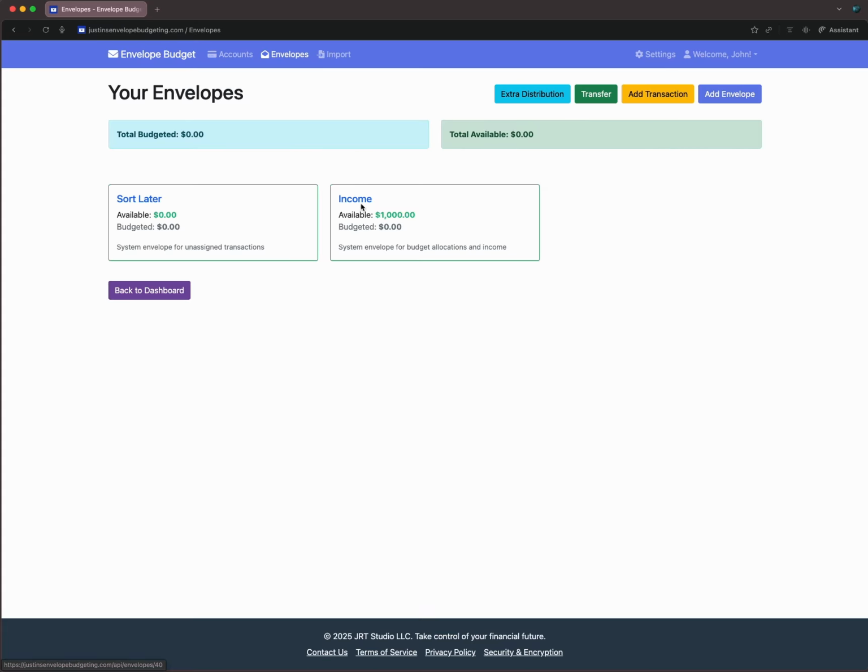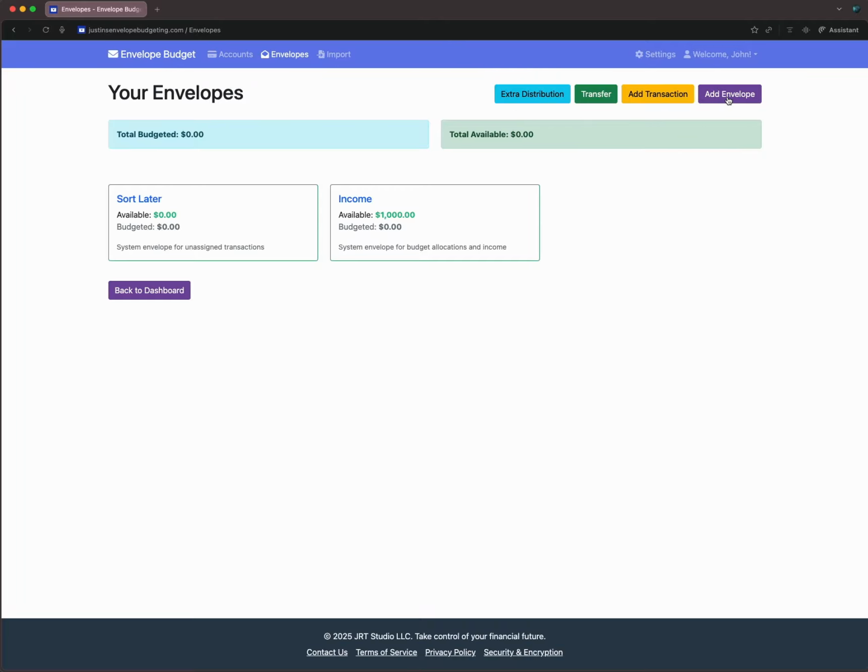envelopes. There's sort later and there's income. Sort later is just an envelope to throw things into when you're in the import process, and you either don't have time or you need to go figure out what something was. And income is just kind of like the slush bucket, kind of the place to just store transactions. When you have a paycheck come in, you can just put it in income.